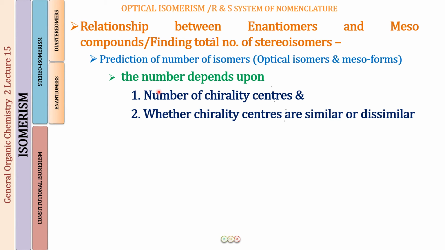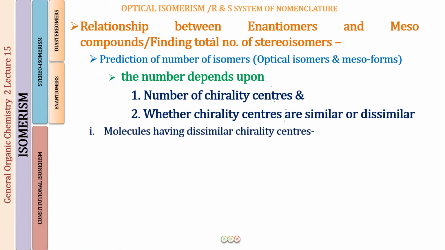Fine. So there, what are you going to do? You are going to count the number of chirality centers and check what types of groups are present around each chirality center. If all the chirality centers have similar groups, we say that the chirality centers are similar. If any one of the groups around the chirality centers is different, we call those chirality centers dissimilar.